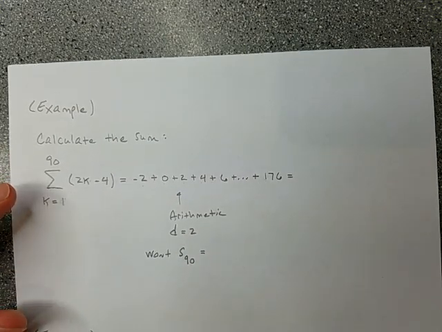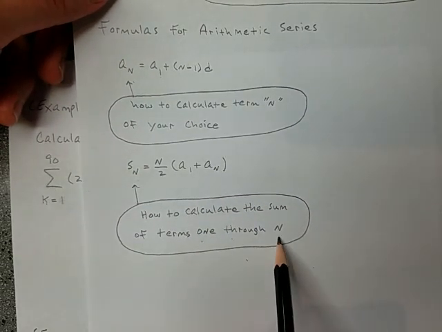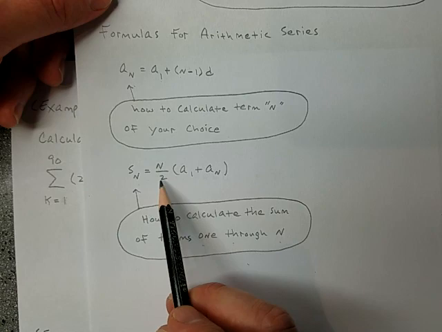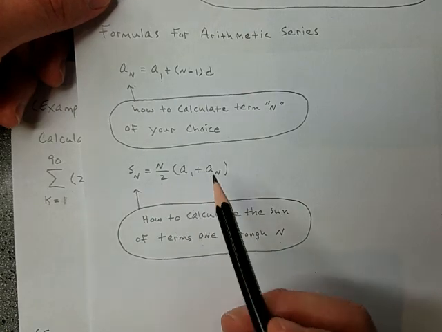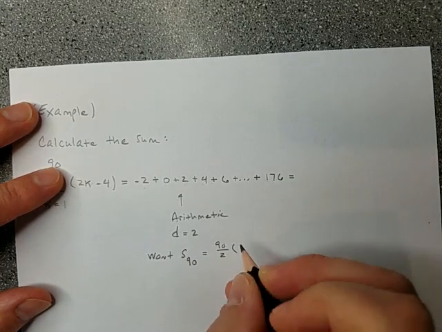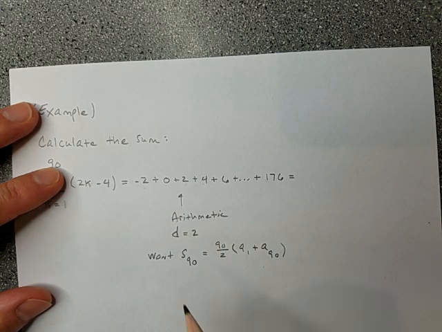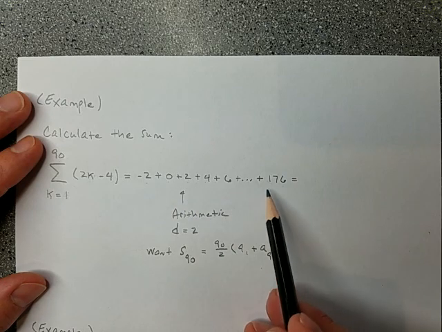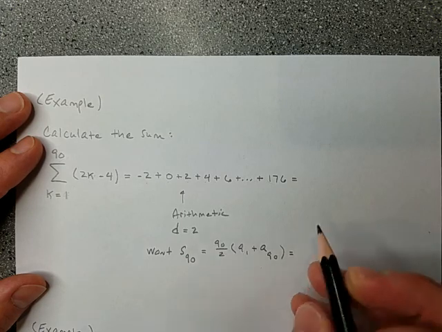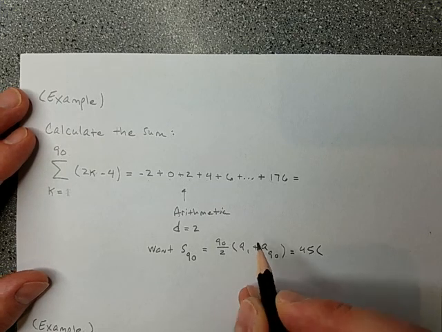Now, what was our formula? The sum of terms 1 through 90 is going to be S sub 90, that's our symbol for it, equals 90 over 2 times A1 plus A90, okay? So let's put that in. 90 over 2 times A1 plus A90. So the grand total of the sum of the first 90 terms can be done this way. All right, well, let's see. I happen to know, and probably you do too, what's 90 over 2? That's 45. And then A with a subscript of 1 means the first term. That's negative 2.